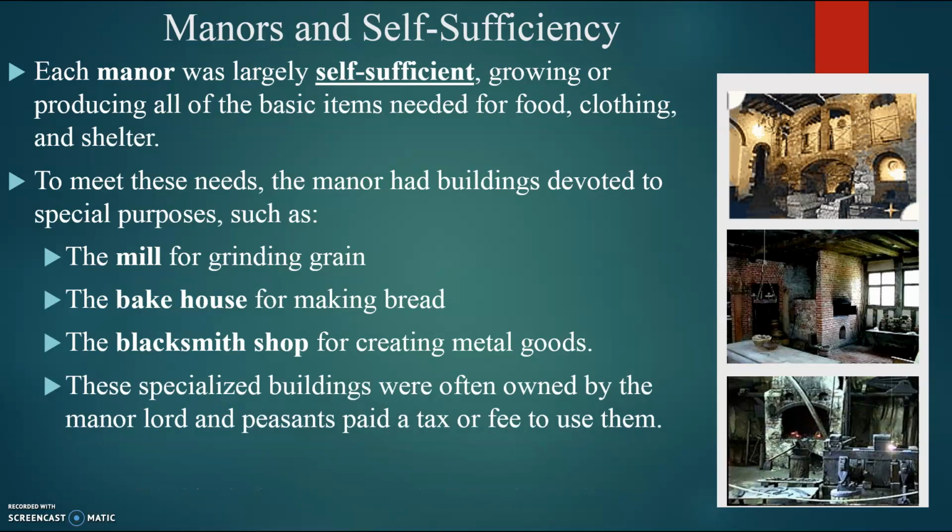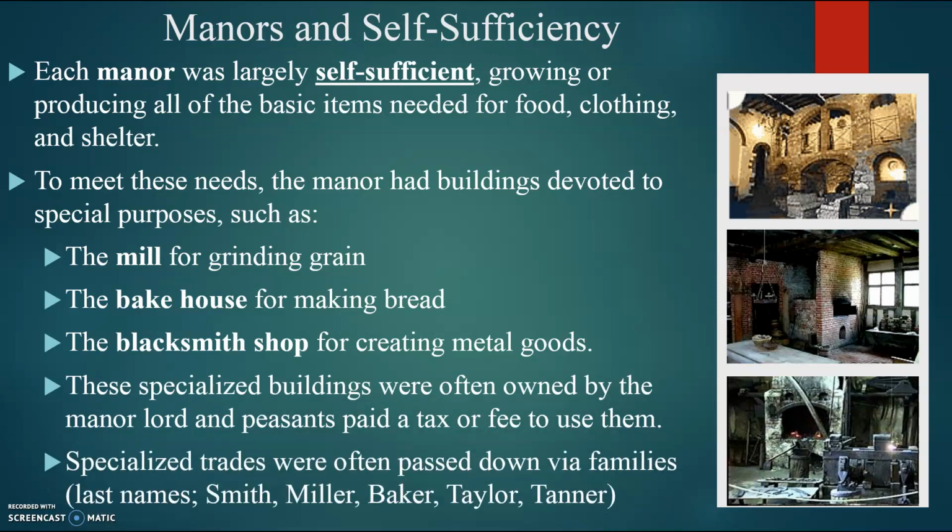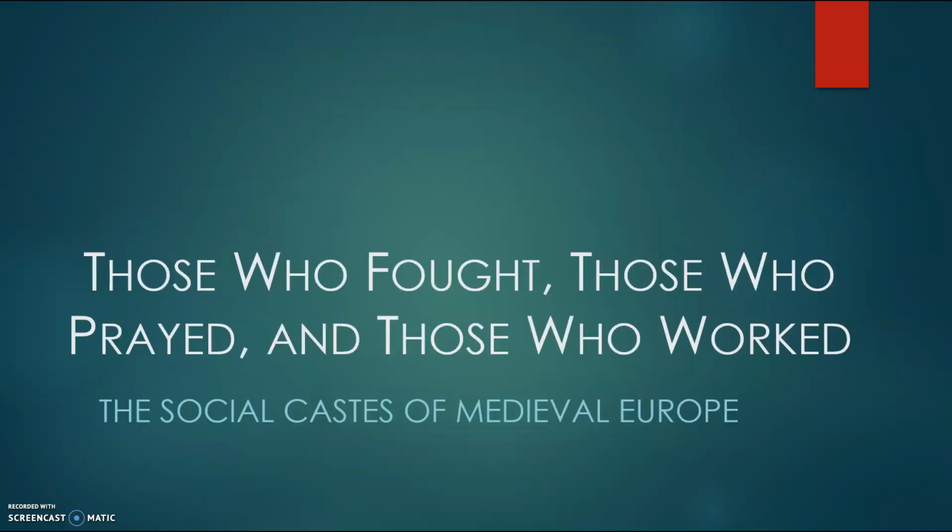They were often owned by the manor lord, and peasants paid a tax or fee to use them. These specialized trades were often passed down by families later. This is the origin of some names like Smith, Miller, Baker, Taylor, Tanner. These kinds of things, and not always, but this is often the origin of these names.